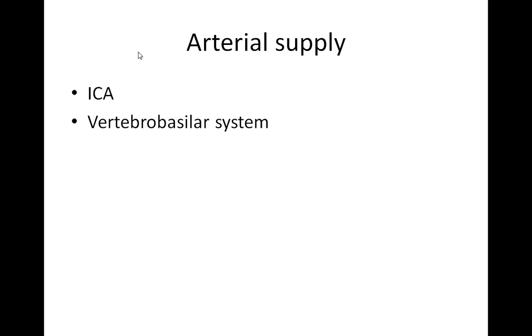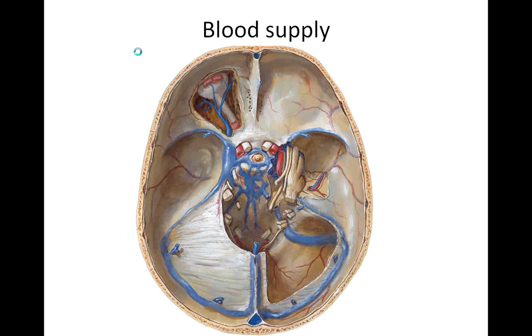The last thing that we're going to talk about in terms of cerebral hemispheres is the arterial supply. The basic concept is that the arterial supply of the cerebral hemispheres is derived from two main systems: the internal carotid artery system and the vertebro-basilar system. The anastomosis established between these two arterial systems is what creates the circle of Willis. We'll move on and talk about each of these arteries in isolation.